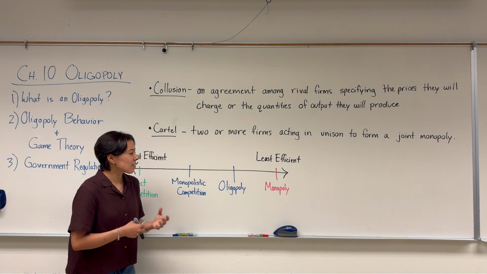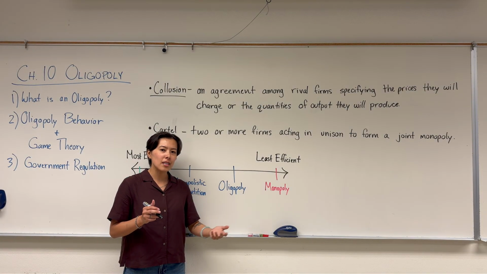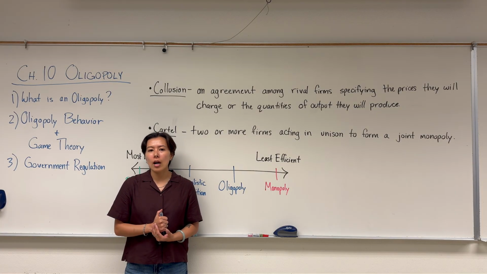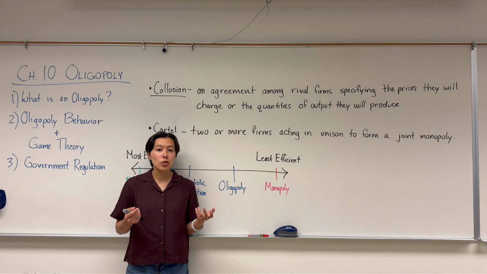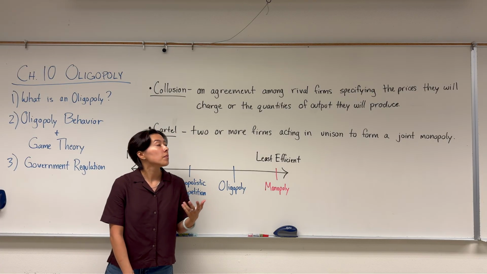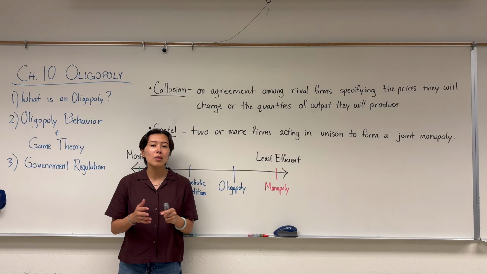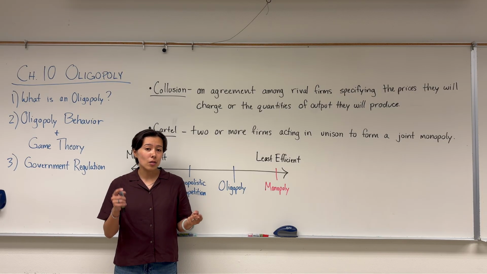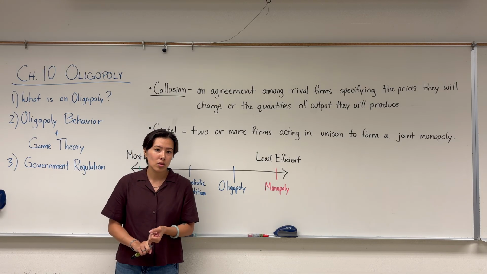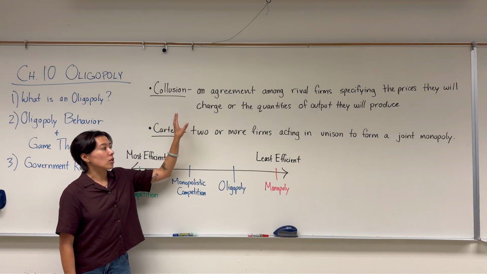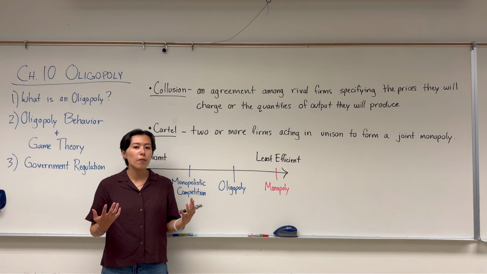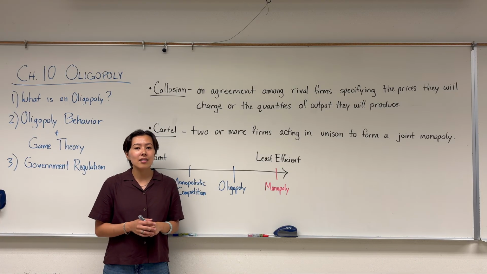All right, so the reason that I say how close an oligopoly actually is to a monopoly depends on the way that these firms behave is because under an oligopoly, firms have this incentive to work together. And when firms work together, we call this collusion. So collusion is just an agreement between rival firms that specifies either the price that they're going to charge for their product or the quantity of output that they're going to produce. If these firms work together to collude, they can form a cartel. And so a cartel is formed when two or more firms act jointly as a monopoly.